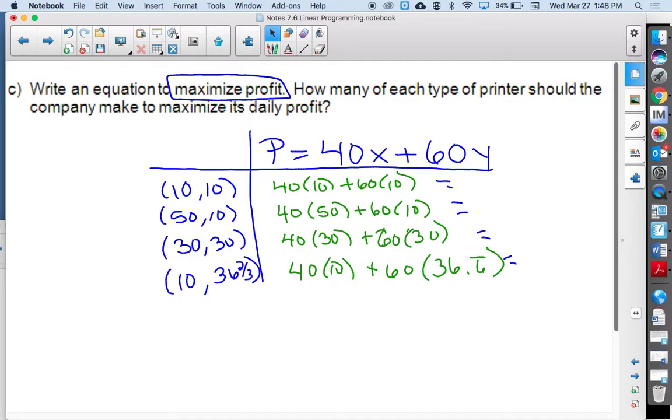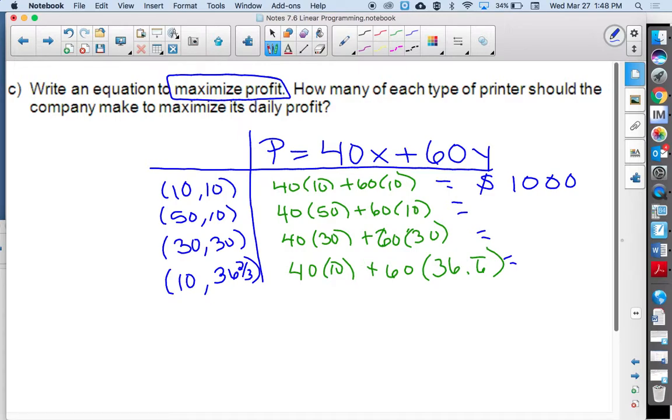I think the first one you probably could do mentally, Brandon: 40 times 10 and 60 times 10? That would be 400 plus 600, which equals 1,000. Yeah, so I think that one is doable without a calculator. That first one's 1,000. Libby, how much is the second one?